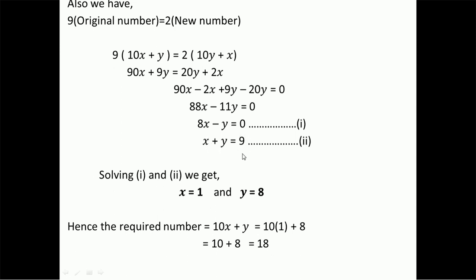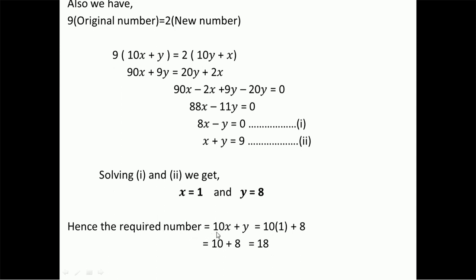And by the elimination method, we will solve these equations and get the value of both the variables x and y. That will be your homework part. You solve it, and after solving you will get x is equal to 1 and y is equal to 8. And so the required number we will get is the original number.